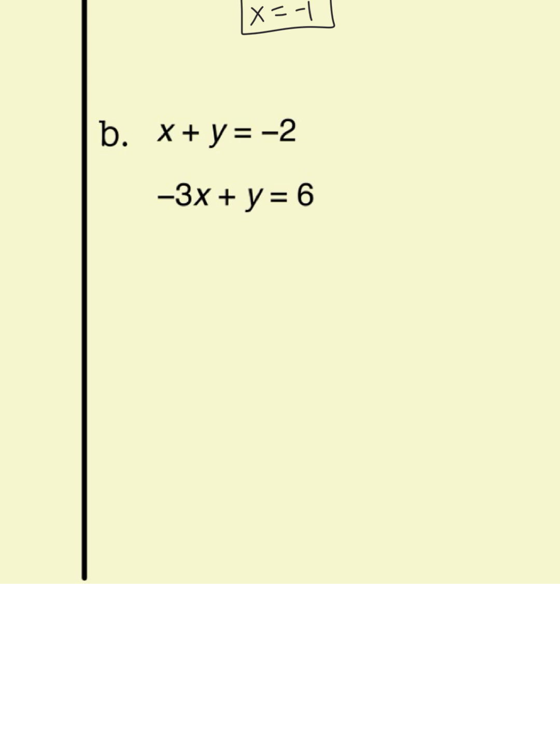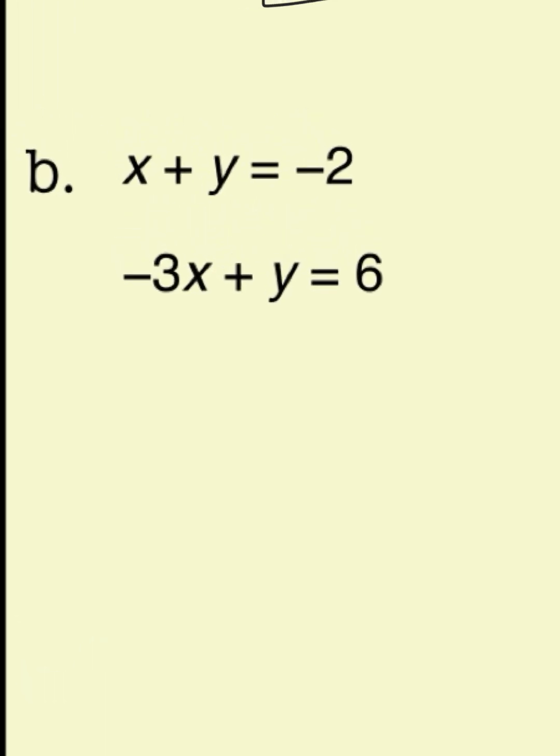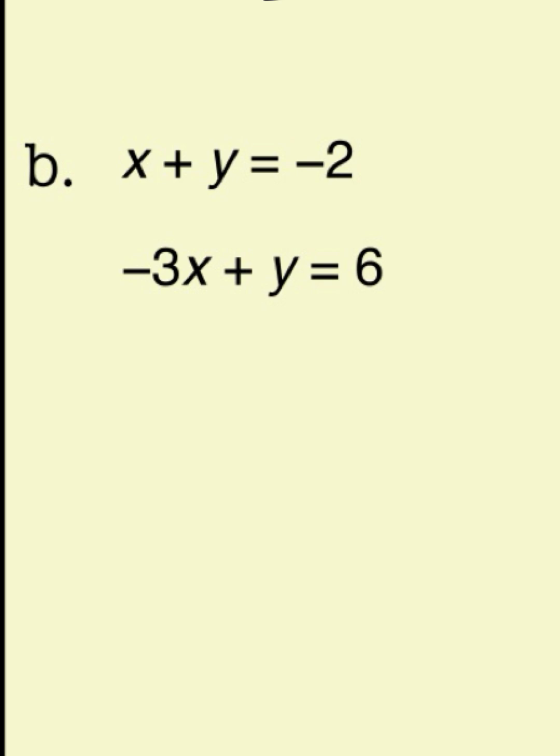All right, same thing in this second example. It's a little different because we're going to have to rearrange an equation to get a variable by itself. I have x plus y equals negative 2, and I have negative 3x plus y equals 6. Now this top equation, I could rearrange for x or y.